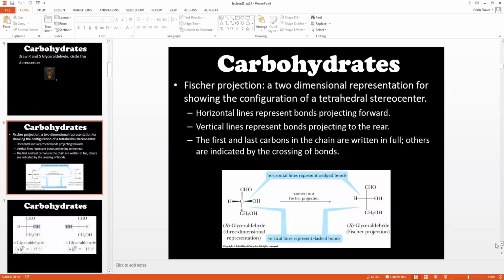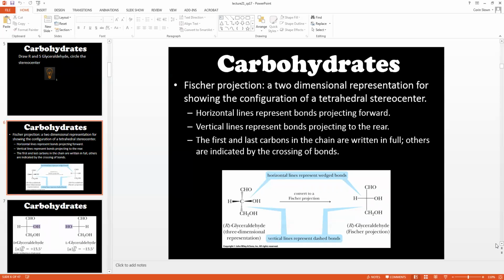A Fischer projection is a two-dimensional representation that shows the configuration of a tetrahedral stereocenter. What do we mean by that? Well, a Fischer projection has horizontal lines that represent the bonds that project forward or up out of the page, and then vertical lines that represent the bonds projecting to the rear. The first and the last carbons in the chain are written in full. All other carbons are indicated by the crossing of bonds.